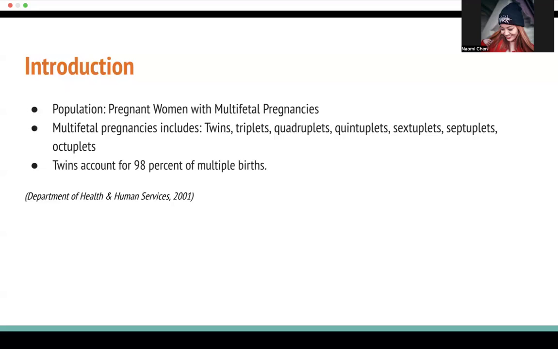Population are pregnant women with multifetal pregnancies. So multifetal pregnancy includes twins, 2 babies, triplets, 3 babies, quadruplets, 4 babies, quintuplets, 5 babies, sextuplets, 6 babies, septuplets, 7 babies, octuplets, 8 babies. In human history, the most babies born at once is 8, which is octuplets. In all multifetal pregnancies, twins account for 98% of multiples. So in this presentation, I will focus on the twin pregnancy.